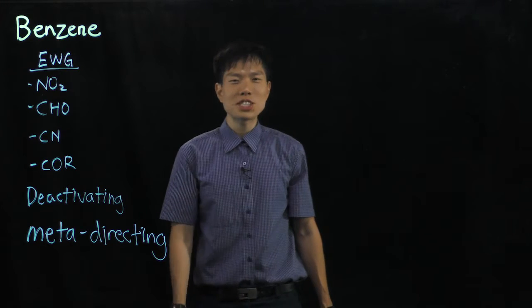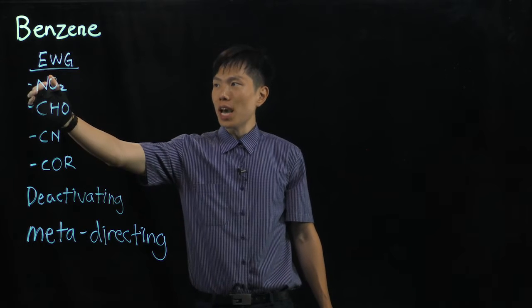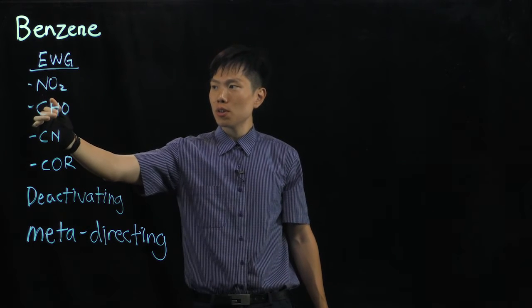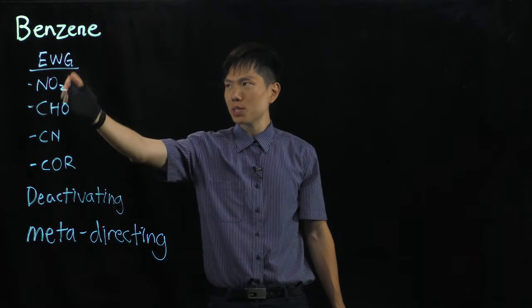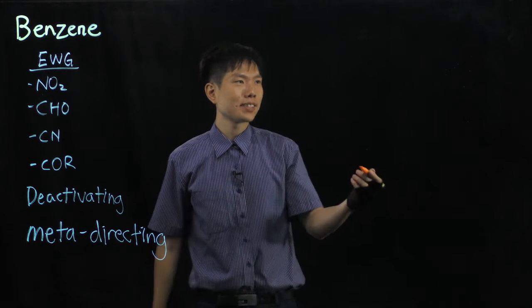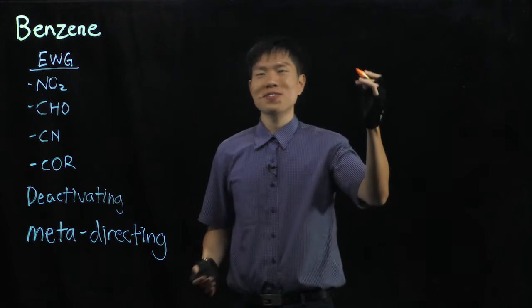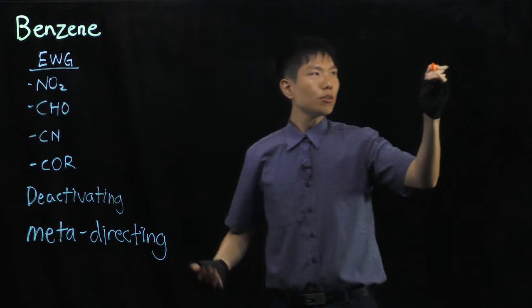Hey guys, in this video I'll be showing you that in benzene substituents, you have these groups here: NO2, aldehyde, nitrile, a ketone. Why are these groups electron withdrawing, deactivating, and meta-directing? I'm going to prove it to you. Let's start with NO2, a nitrobenzene.